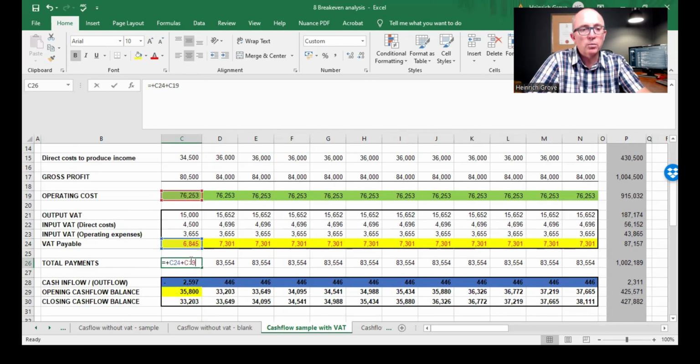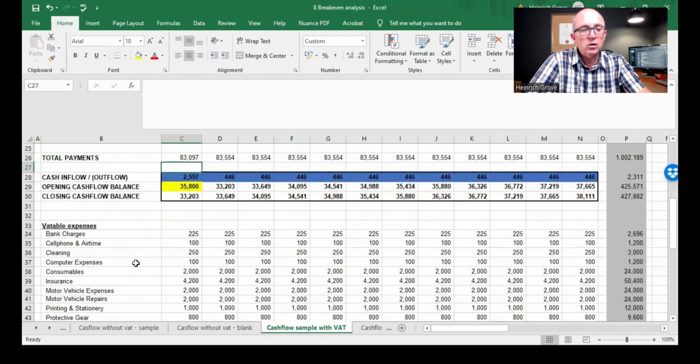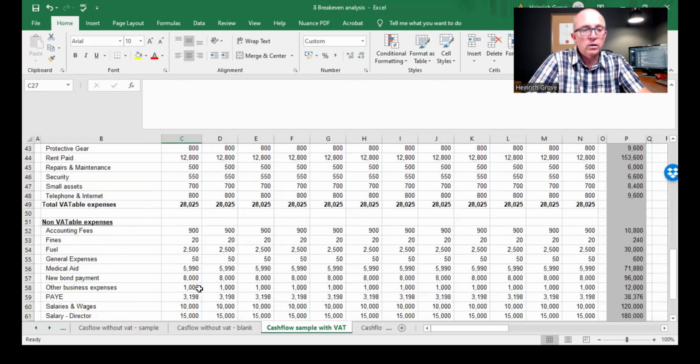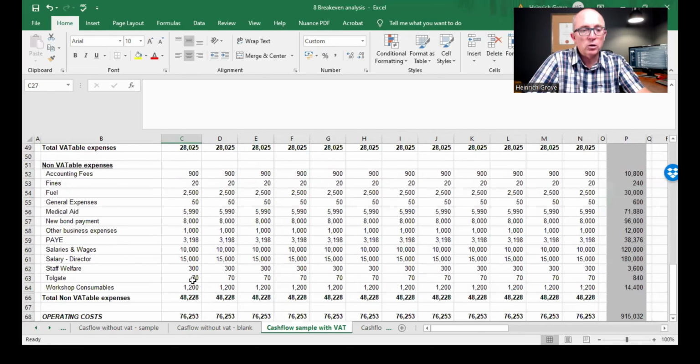So there's your total payments, which would be your operating cost plus the VAT. The operating cost, we just broke up into two different sections. All the stuff that is VATable, you would put into the top section. All the stuff that does not have VAT on, you put in the bottom section. Remember, you can't claim VAT on every single expense. It's only people that you buy from that are actually registered for VAT where you can claim the VAT.